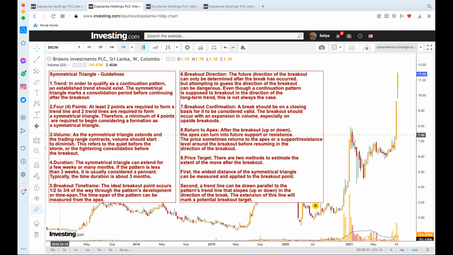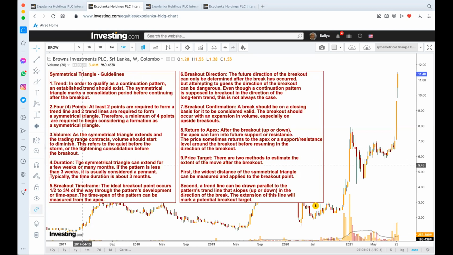The next thing that we will be looking at will be the volumes. The symmetrical triangle extends and the trading range contracts. Volume should start to diminish. While that extension and contraction happens, the volume starts to diminish. This refers to the quiet before the storm, or the tightening consolidation before the breakout.